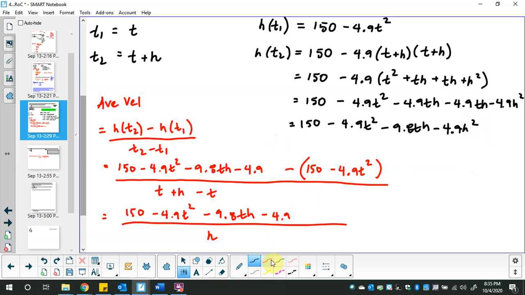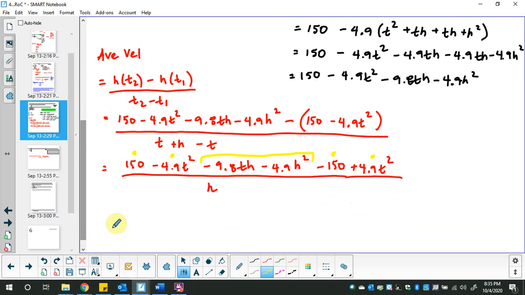H squared. H squared minus 150 plus 4.9 T squared. Whew, that was a close one. So this 150 cancels with the negative 150. This positive 4.9 T squared cancels with this negative 4.9 T squared. And these two chunks of information, so I would have caught it at some point, should contain H's if you're doing things right. So they do.